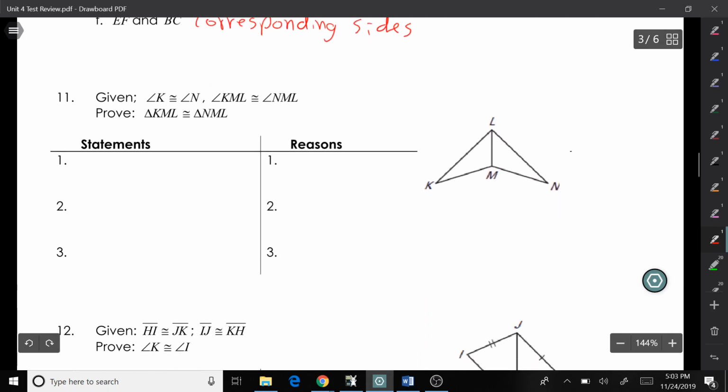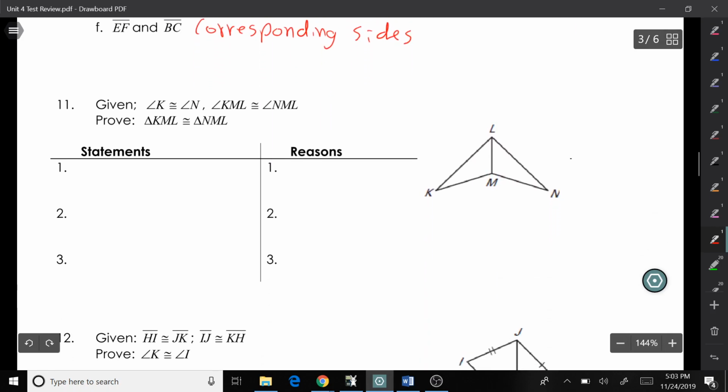Now on to our proofs. So given angle K is congruent to angle N, so I'm going to go ahead and mark that. Angle KML is congruent to angle NML. Alright, so these 2 angles are congruent. And then I'm going to mark a shared side. So right now, I can see that this is going to be angle, angle, side. So then we just have to write out.